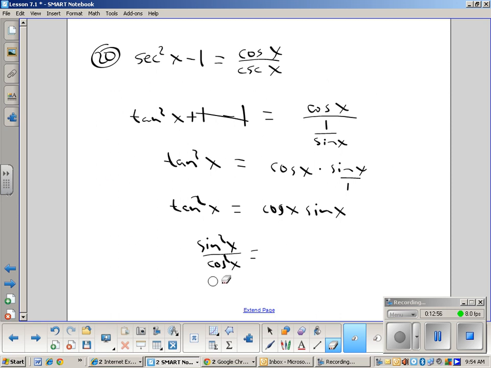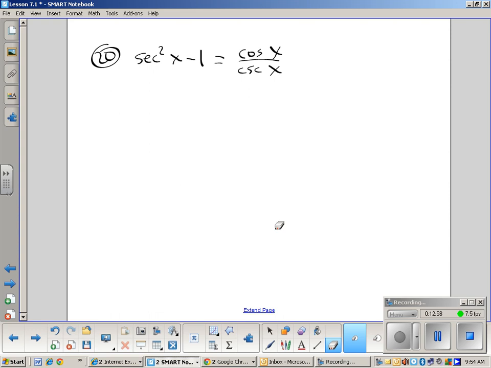to find a counterexample. And so what I would do then is pick a nice number like a 30, 60, or a 45, something that we know, okay? 45s would kind of get us in trouble because do you agree that the sine of 45 and the cosine of 45 are the same? Yes. And so because of that, sometimes we could get in trouble using it as an example. So I'm going to try 30. So secant squared of 30 minus 1, is that equal to cosine of 30 over cosecant of 30?